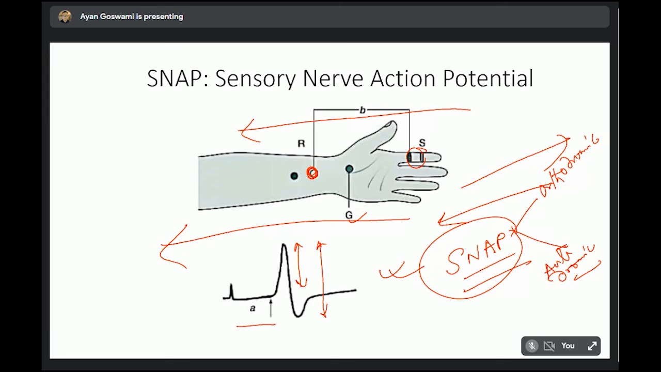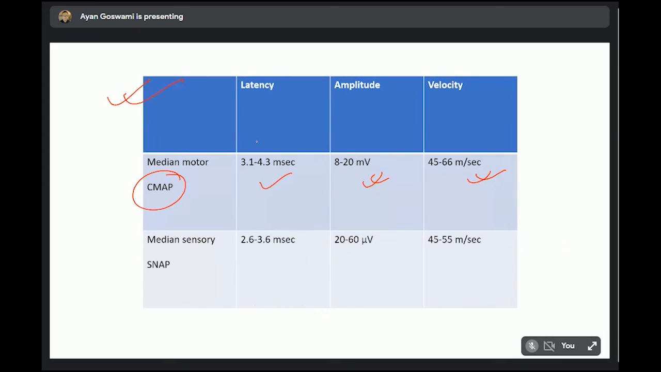But the common measurement, we put the ring electrode as a stimulating electrode on the finger, and we record at the wrist. So it is orthodromic measurement. And these are all the normal values of latency, amplitude, and velocity for median nerve only, because we are discussing only median nerve. In these ways, all the normal values are there for median nerve, for radial nerve, for ulnar nerve, for common peroneal nerve, for sural nerve, for tibial nerve, right?